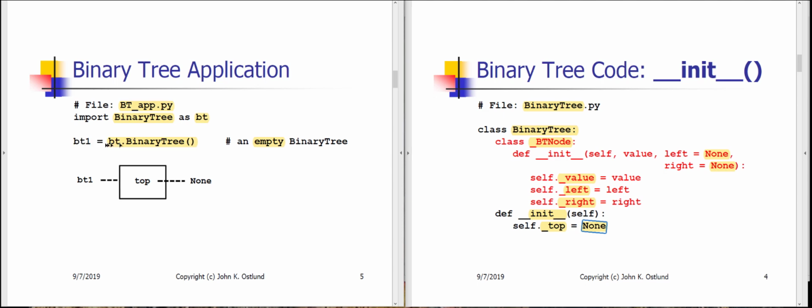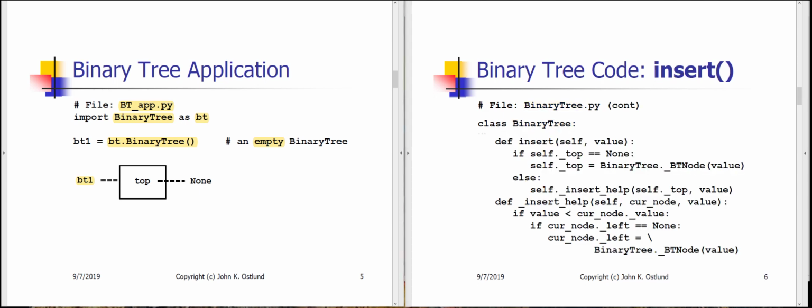A reference to that newly created binary tree object is going to be returned from this binary tree constructor, and we're going to store that reference into this variable bt1. Okay, so now we have a binary tree object. We're referring to that binary tree object using the variable bt1, and at this moment, the binary tree is empty. It exists, but it's empty. It exists, but it has no nodes.